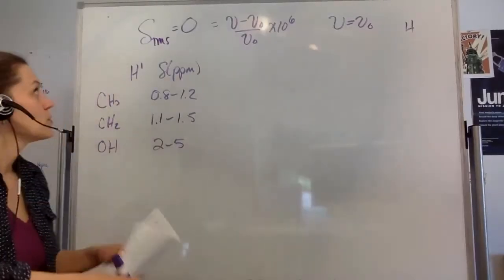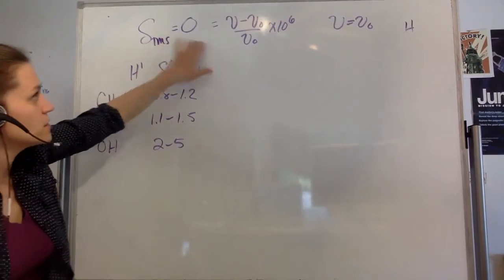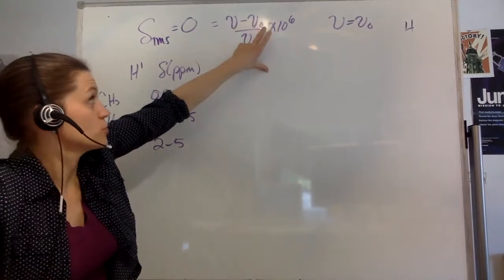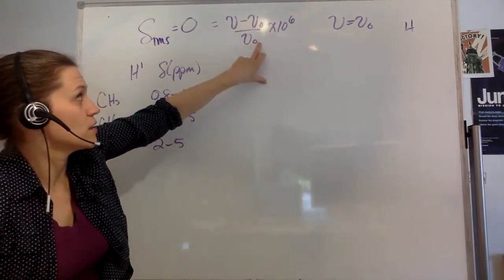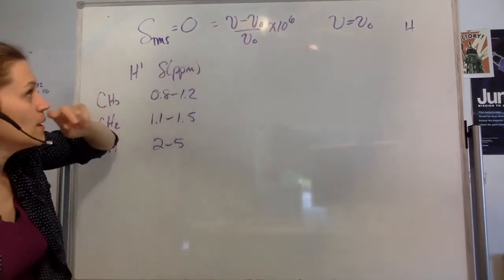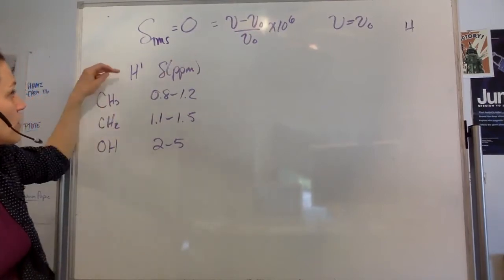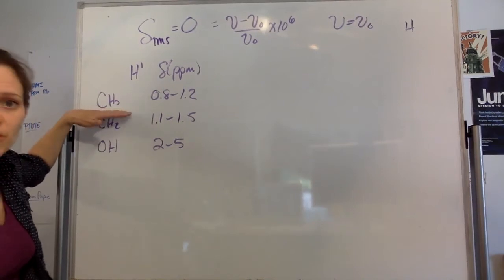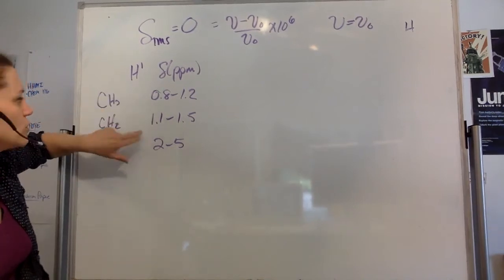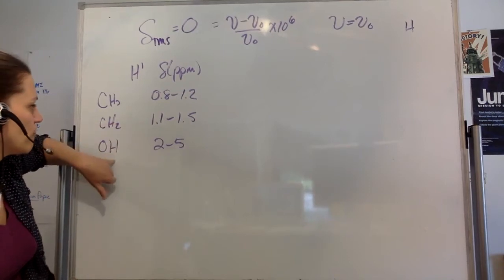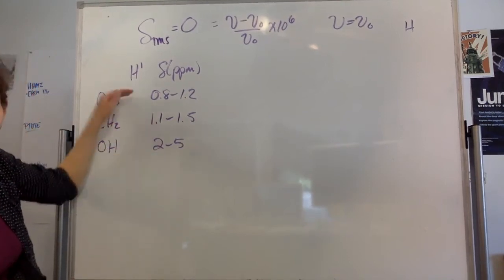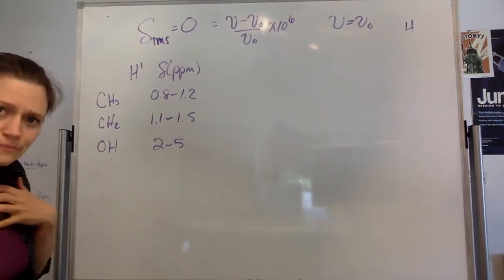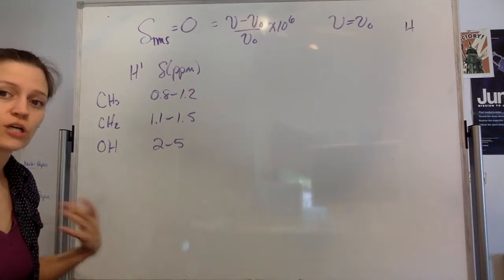Okay, so the chemical shift of TMS is 0, related to the frequency of your nuclei of choice minus the frequency of TMS. So here we've got, for proton, the chemical shift of the hydrogens on a methyl group, CH3, 0.8 to 1.2, for CH2, 1.1 to 1.5, and for the hydroxyl group, 2 to 5. So you can see that it gets much higher the more electronegative, or the more withdrawing the electrons are from the proton.